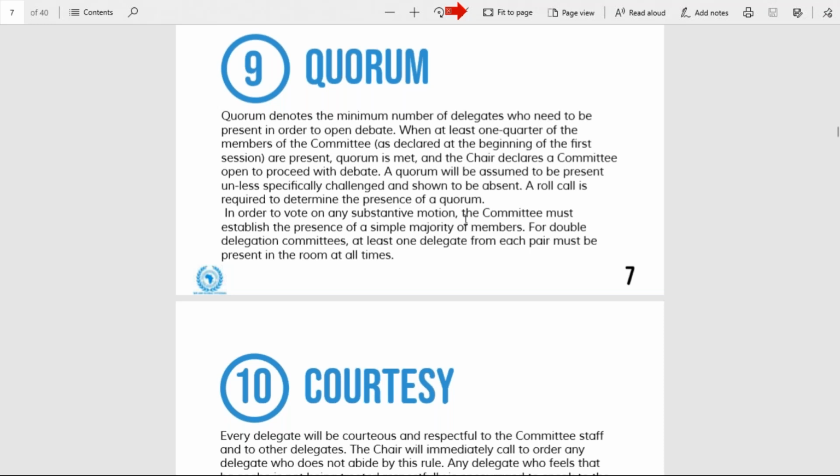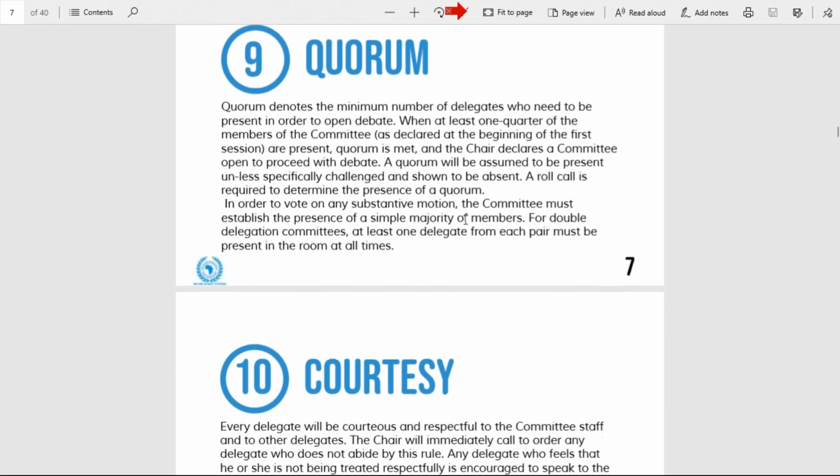So quorum is, in the morning when you're coming in, you usually have a number of people that are required to start off the committee, just a quarter of the committee members. So if there are 80 of you in the committee and 20 of you are present, then you already have quorum, so you can begin your discussions.